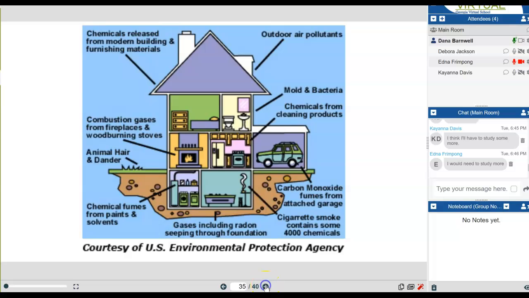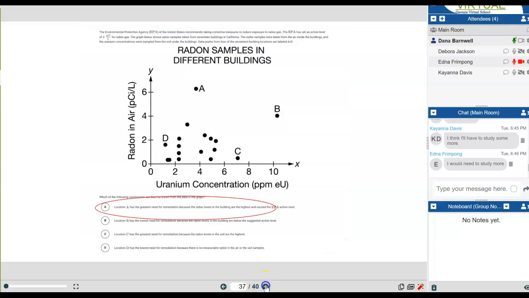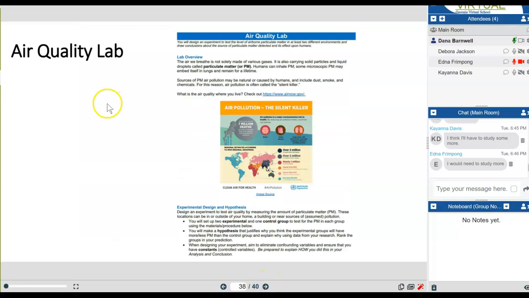Well, how does that relate to the lab? How does this relate to our air quality lab? You want to be studying indoor air pollution, and this lab is going to ask you to design your own experiment. The air we breathe is not solely made of the various gases that we've discussed, but it's also carrying solid particulate and liquid droplets that we call PM.